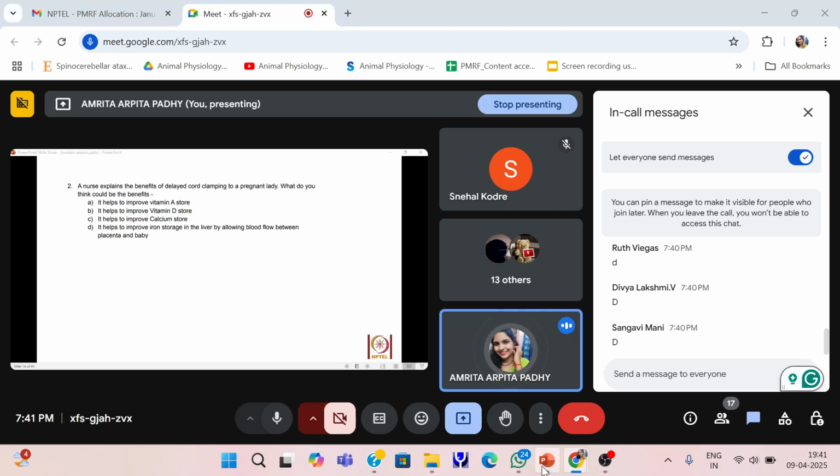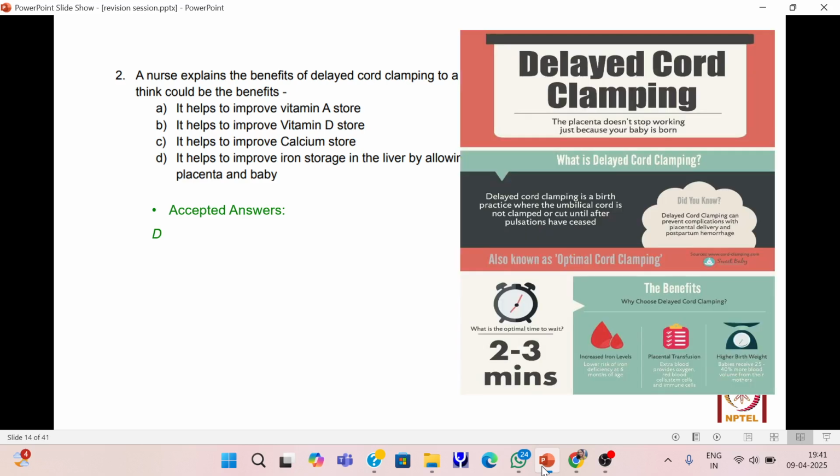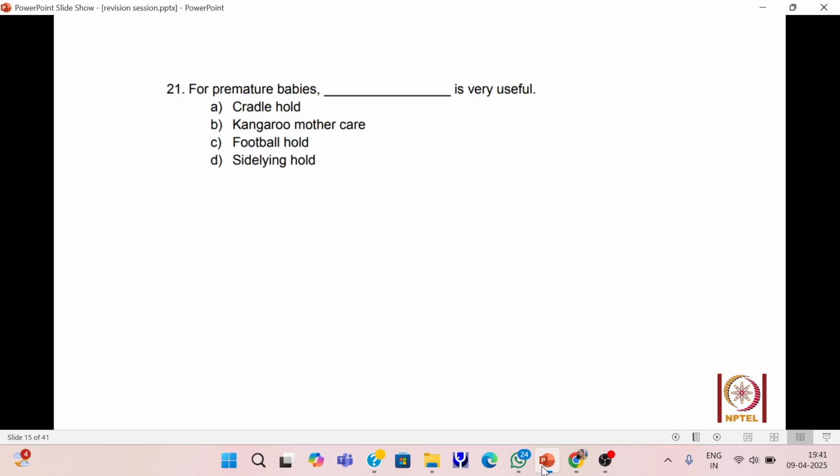Okay, let's see what is the correct answer. It is D. It helps to improve iron storage in the liver by allowing blood flow between the placenta and the baby. Moving on to the next question.